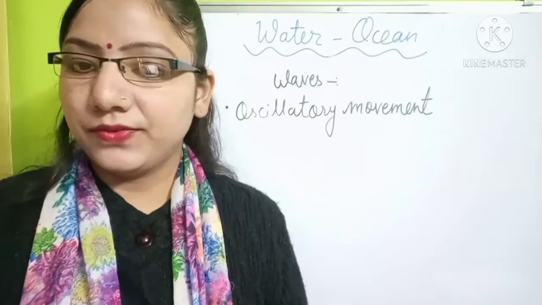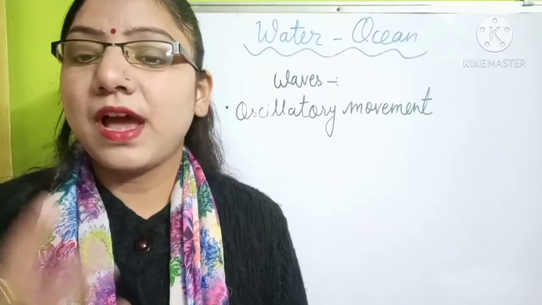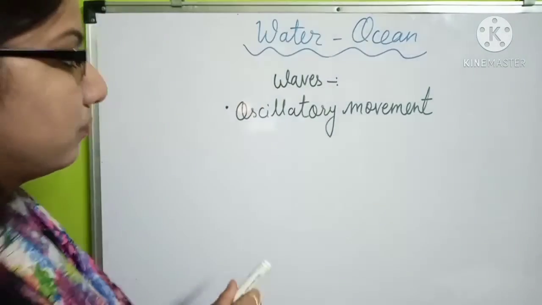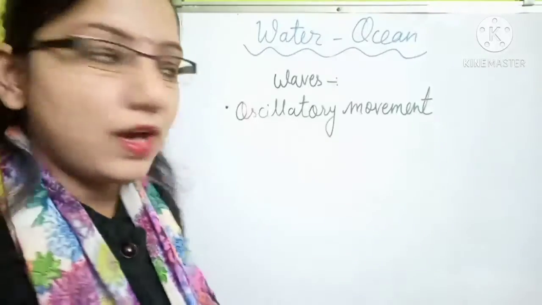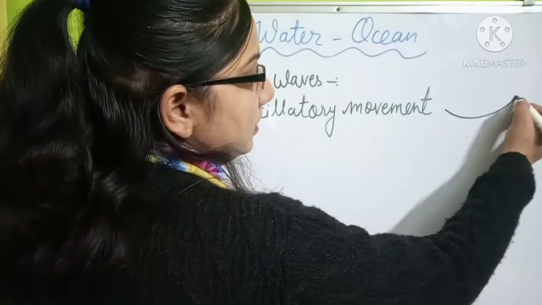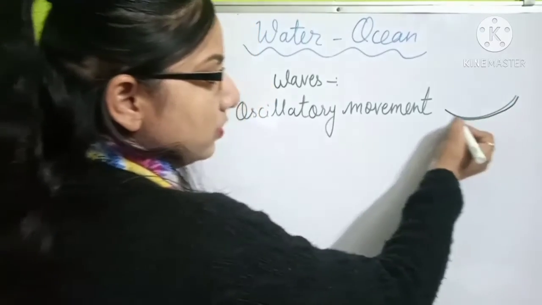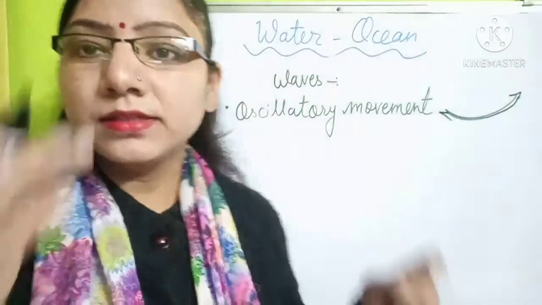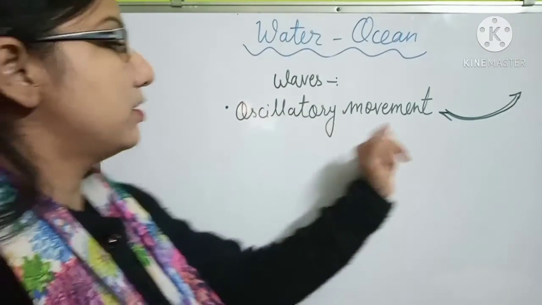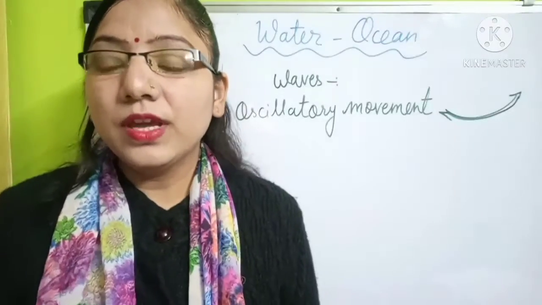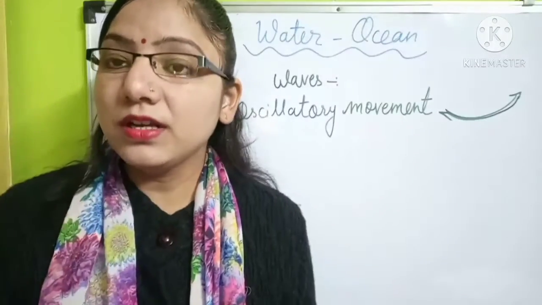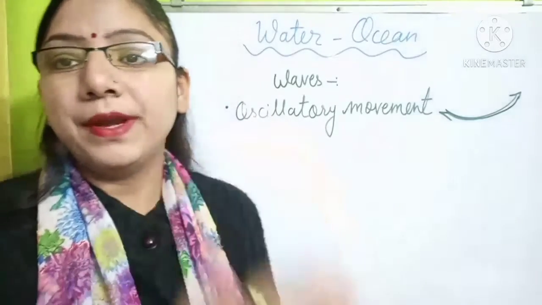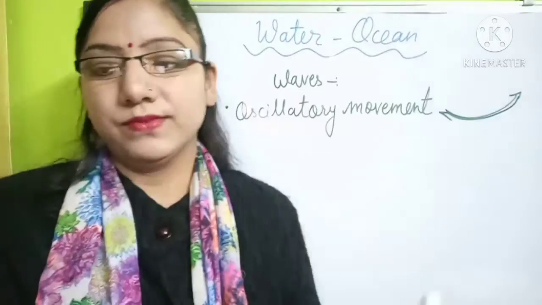We will see what the waves are. Students, the waves are the oscillatory movement in water, meaning a kind of swinging movement. As you know, you have seen a swing, how it is moving. One time it is going in one direction, then again it is coming back in the other direction. So the waves are also the same. These are the swinging or oscillatory movement in the water, where the particles move in a vertical plane, up and down. So the particles are moving up and down, and that is known as a kind of wave.